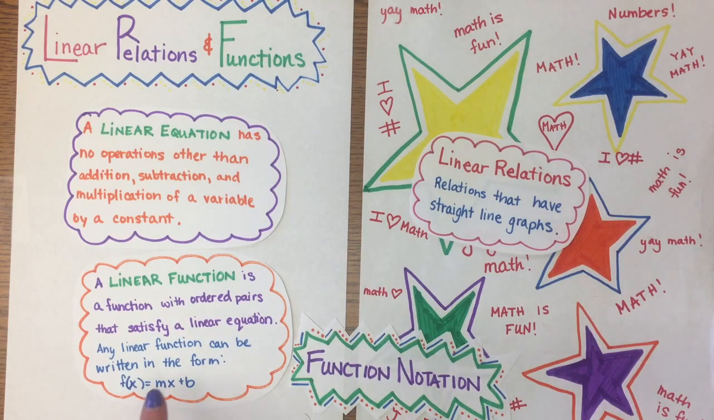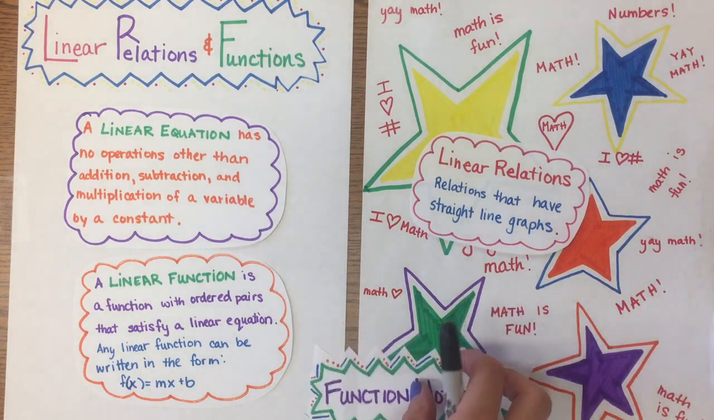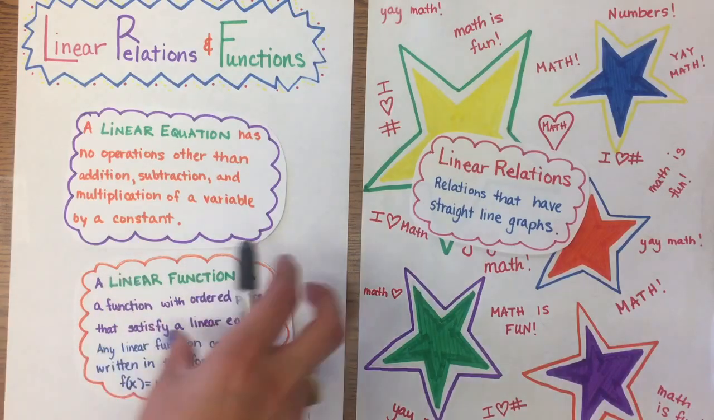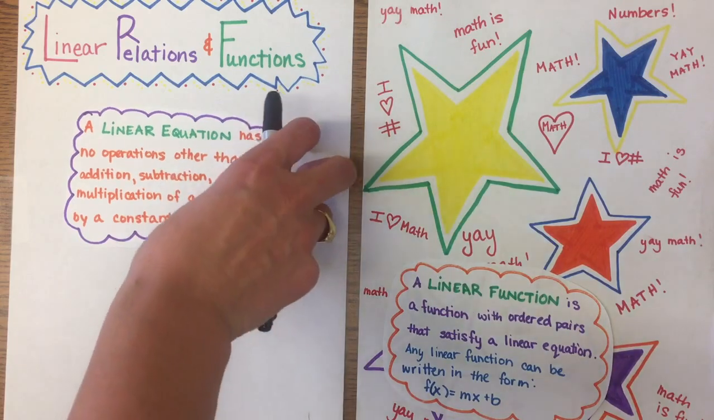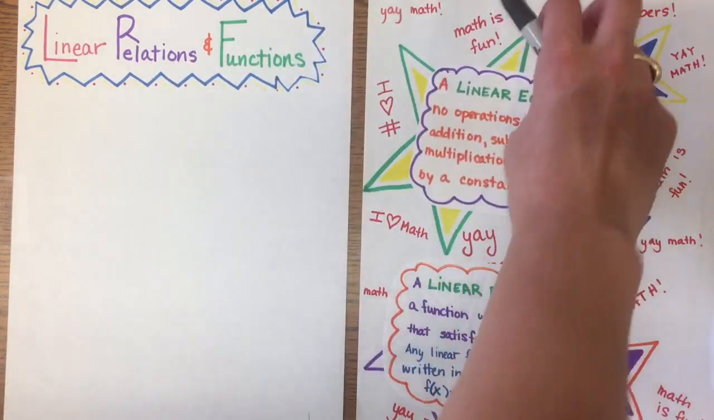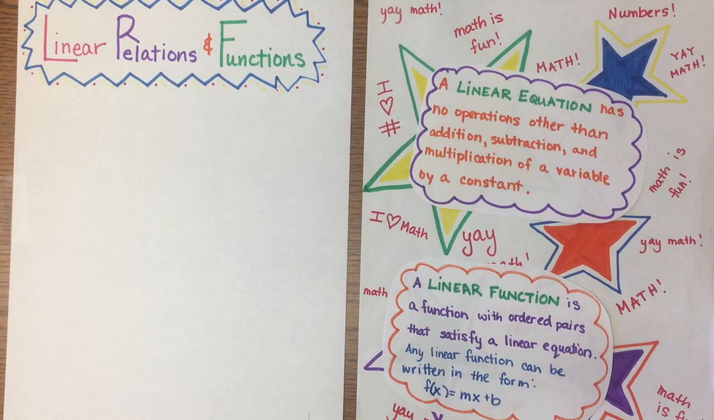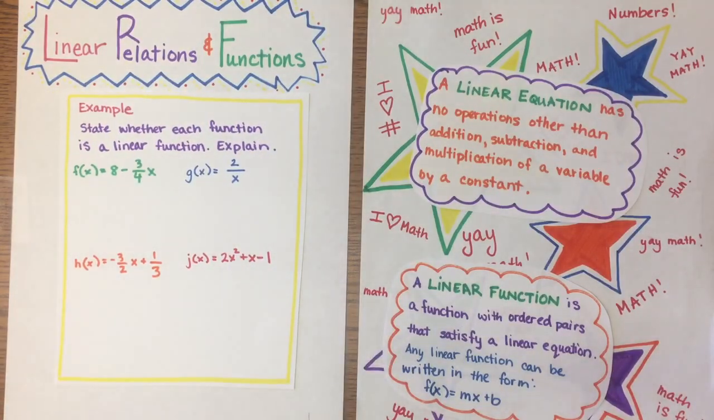We want to make sure that we know that both m and b, when we're looking at linear functions, this mx plus b equation, those are real numbers in the real number system. So that must be true. So if a linear function is a function with ordered pairs that satisfy a linear equation, and a linear equation has no operations other than addition, subtraction, and multiplication of a variable by a constant, I want to decide whether each of these functions is a linear function.